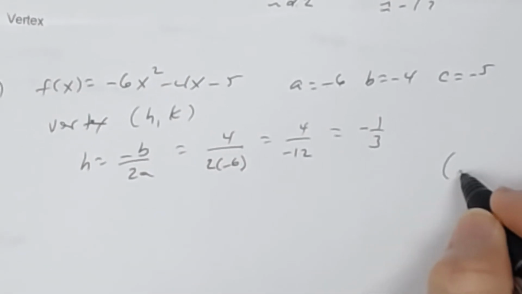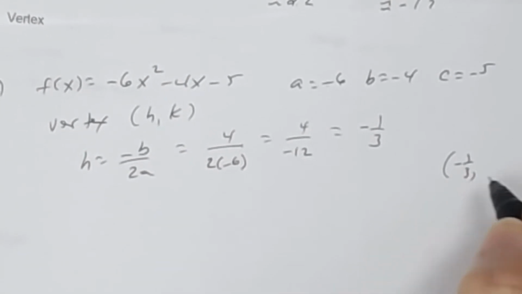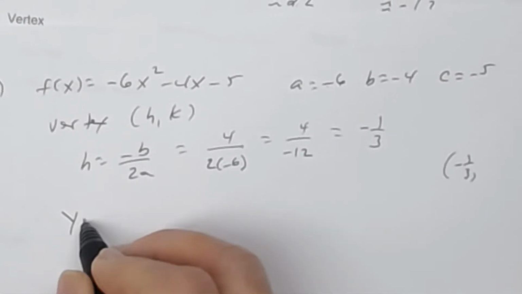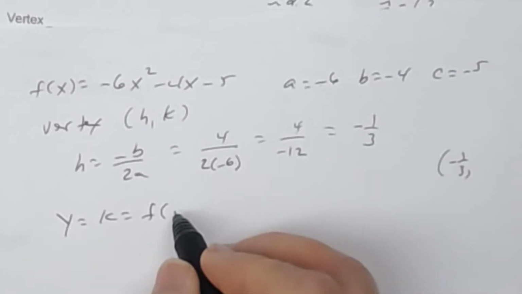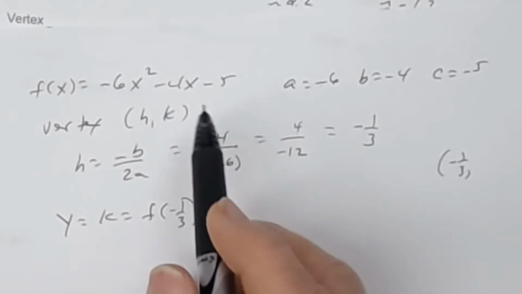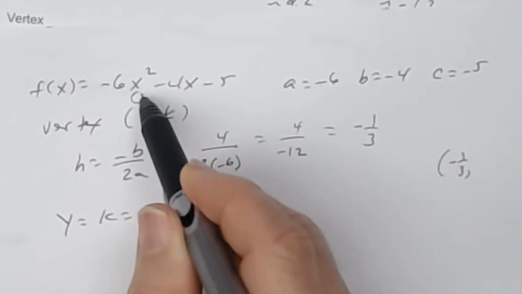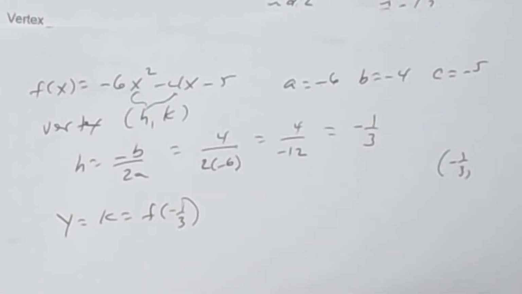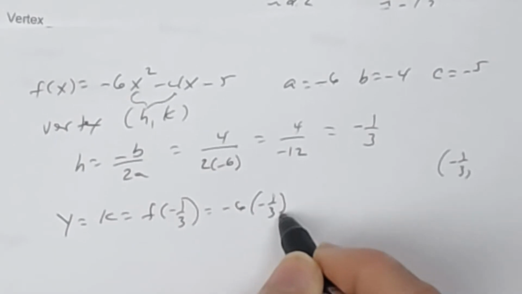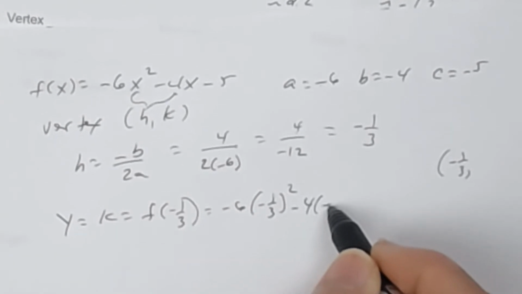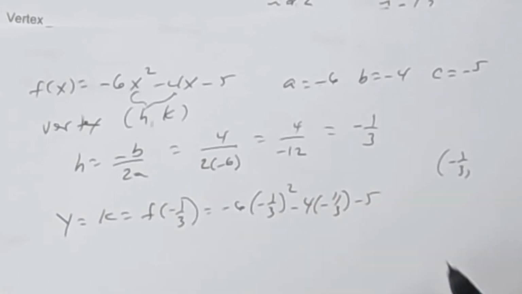All right, now I've got to find the y-coordinate of my vertex. So far, I know that the x-coordinate of my vertex is negative 1/3. To find the y-coordinate, remember that's going to be k, which is f of negative 1/3. So basically, where we see the variable x, you're going to substitute what h is. Well, h in this case is negative 1/3. So I get negative 6 times negative 1/3 squared minus 4 times negative 1/3 minus 5.